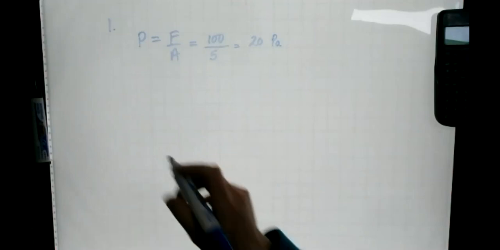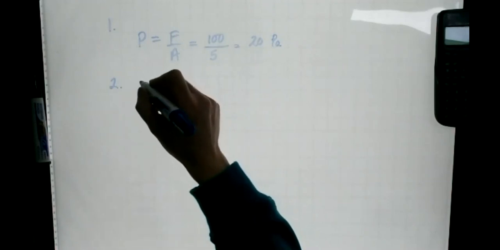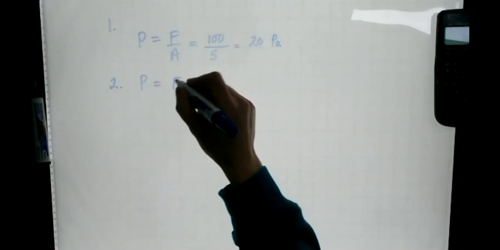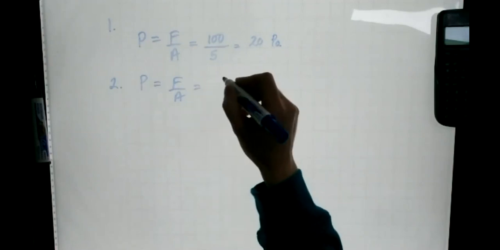Okay, right. Next question. A force of 60 Newton acts uniformly over an area of 25 centimeters squared. So, what is the pressure at any point on this area? P equals F over A, so we do the division.